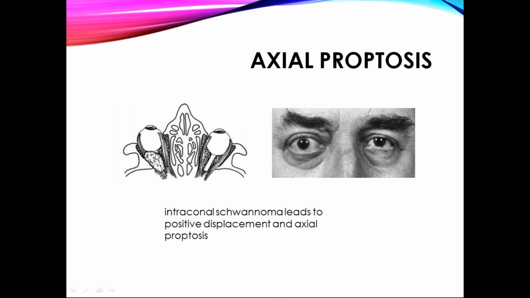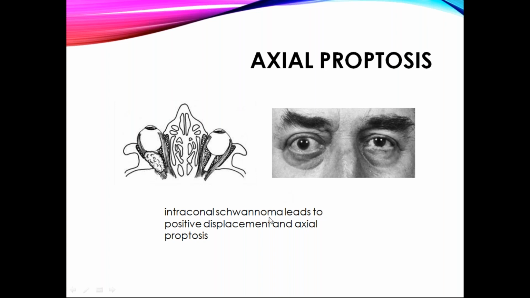Something is pushing behind the eyeball and the eyeball is moving forward. It is parallel to the anterior posterior axis of the eyeball. So anterior posterior axis is like this. So this is pushing it in the anterior posterior direction. So usually whenever there is a tumor which is pushing the eye in the anterior posterior direction, the tumor is usually intraconal.